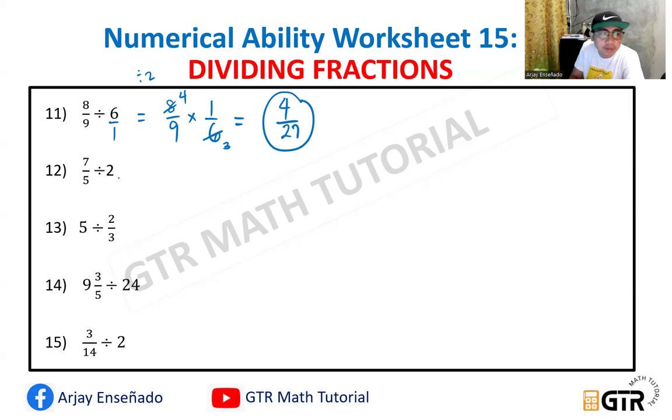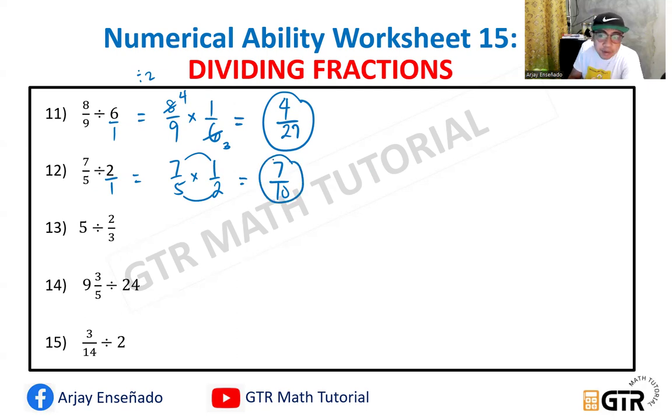Another example. So 7/5 divided by 2. So let's put 1 in the denominator. So we have 7/5. Division will become multiplication and then 2/1 will become 1/2. Okay, so 7, 1, 5, and 2, they are all prime numbers. So wala nang malolowest term, so just multiply. Multiply the numerator, 7 times 1, we have 7. And the denominator, 5 times 2, we have 10. So this is the final answer.